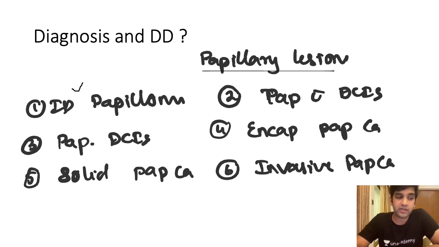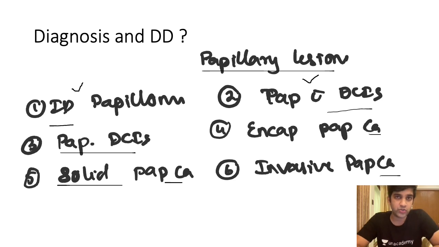Because when I come to papillary lesions of the breast, I have intraductal papilloma with a DCIS component, which means it's going to change the stage of the tumor, right? And a papillary DCIS alone. And I have three papillary carcinomas. One is encapsulated papillary carcinoma, the other is solid papillary carcinoma. The slide which we saw was a solid papillary carcinoma. And then I have invasive papillary carcinoma as well. So I have six different papillary lesions, and there is something called microcystic that we'll see later, right?